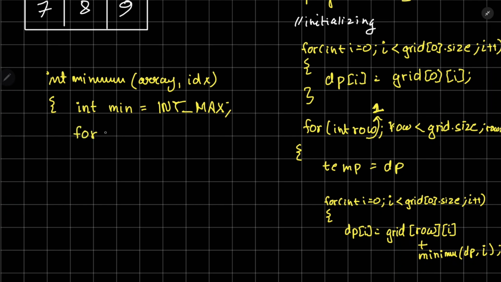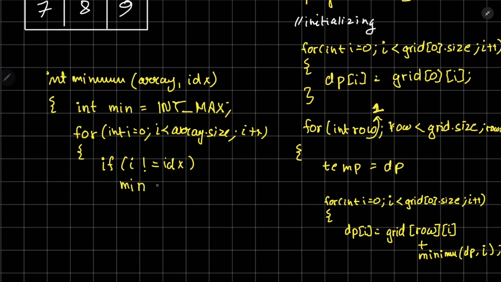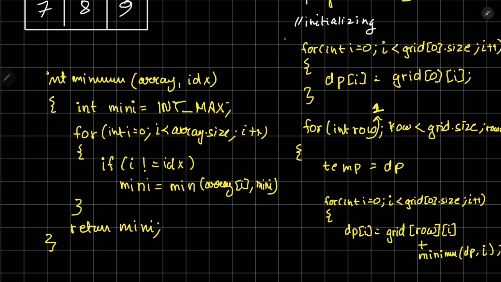We will traverse the array for int I equals 0, I less than array size, and I plus plus. And if I is not equal to idx, then what we will do is update the variable mini. The name min might give you an error in some languages like C++. Now mini is equal to min of array I, comma, the mini variable itself. After doing this, we will return the mini element itself. Okay, so now we have completed the mini function.